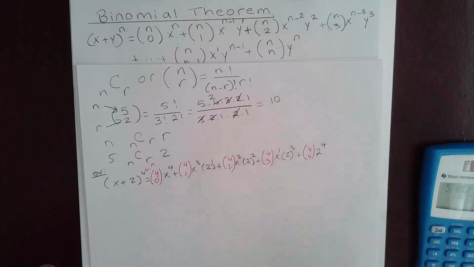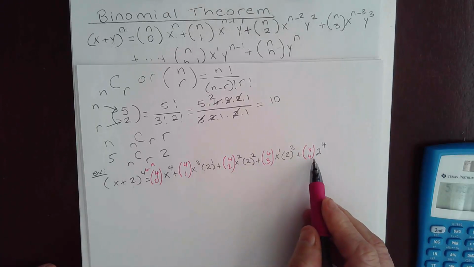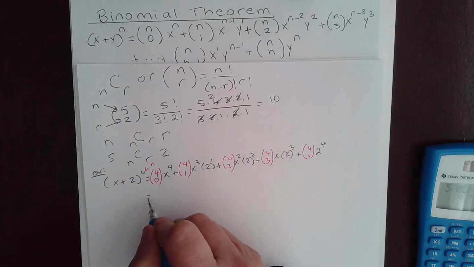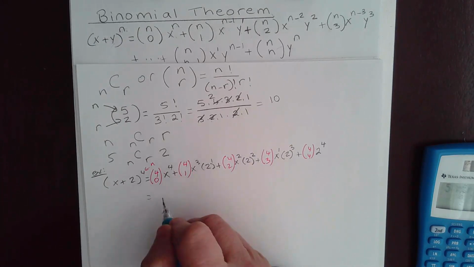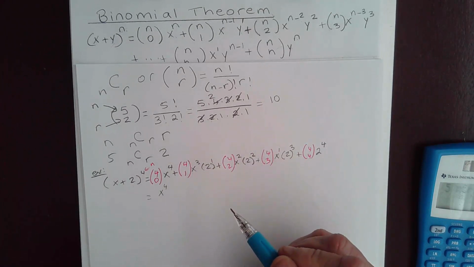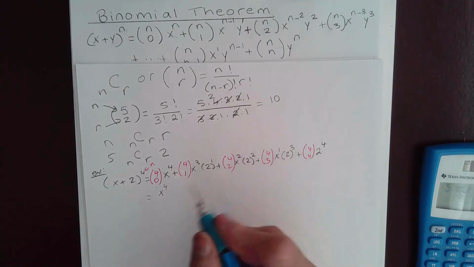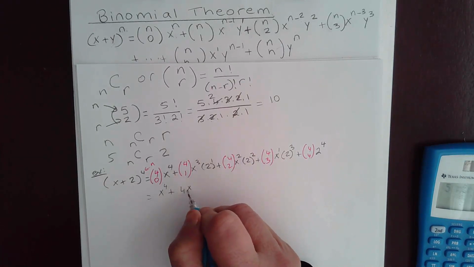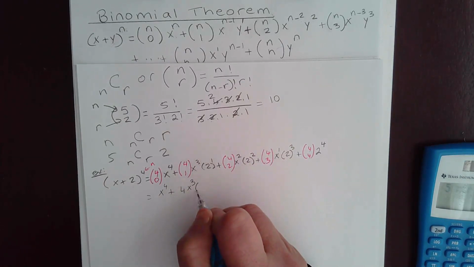You probably didn't have to include the first and the last because the coefficient is always going to be 1. So remember, this is going to be 1. So here we have just x to the 4th. You can go ahead and evaluate 4 choose 1 in your calculator, and you're going to find out this is 4. And your x cubed times 2.